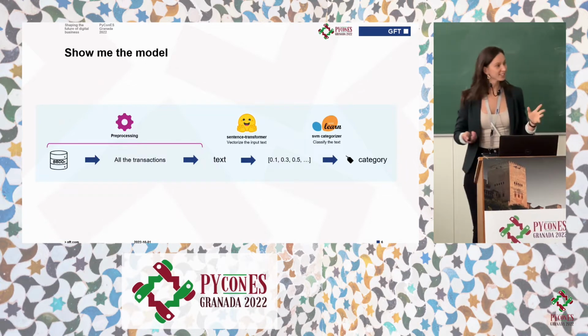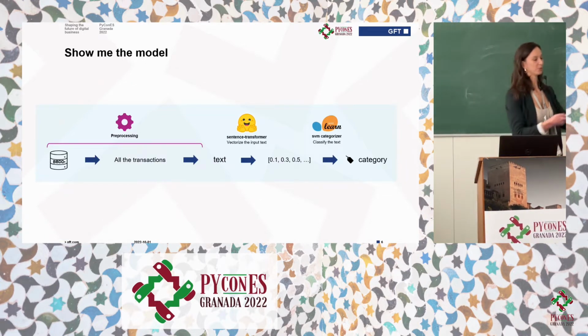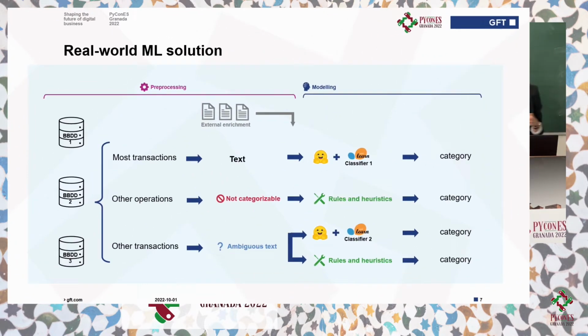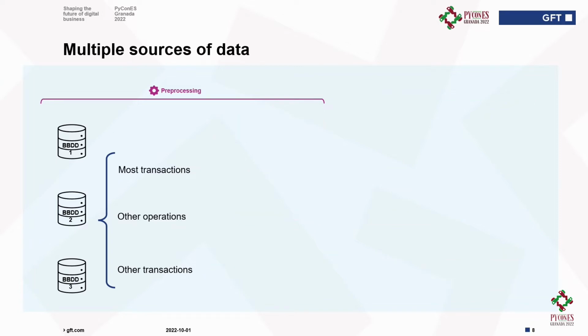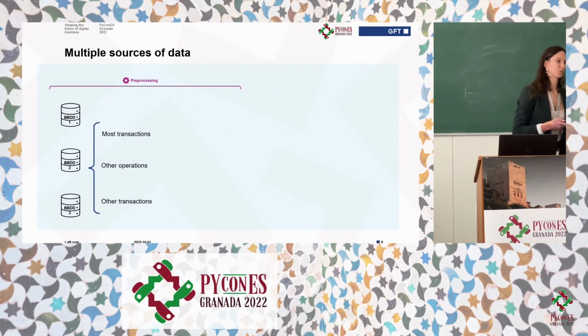So that's all nice. Looks pretty simple, right? Text, vector, category. But the real-world solutions usually are not this nice. The real-world solution looks a little bit more like this. We have multiple data sets, multiple types of texts. We needed to do a couple of different types of models to be able to capture the differences in the inputs that we were getting. So let's take a look, piece by piece, at this real-world ML solution.